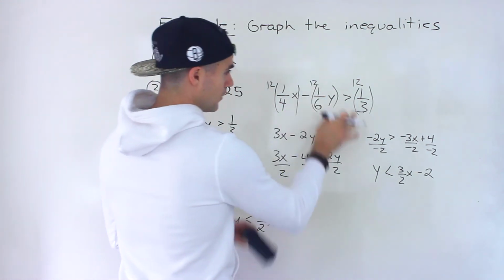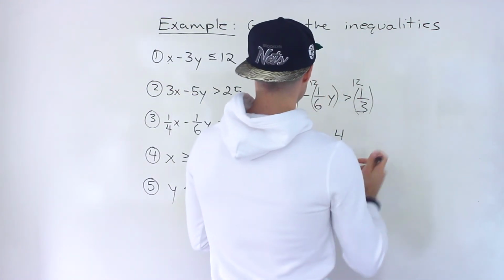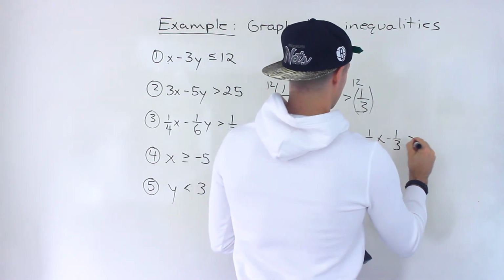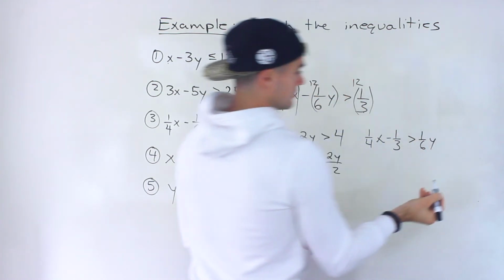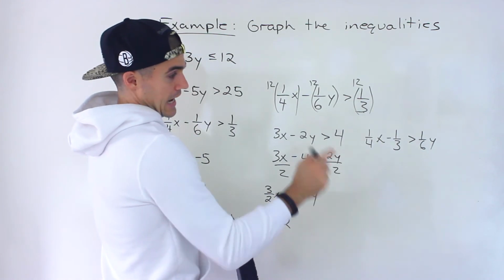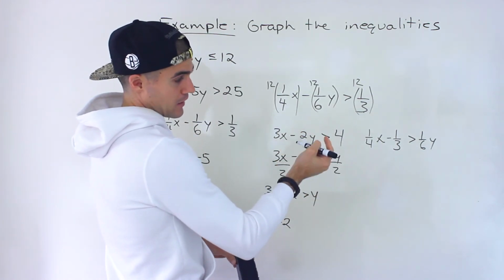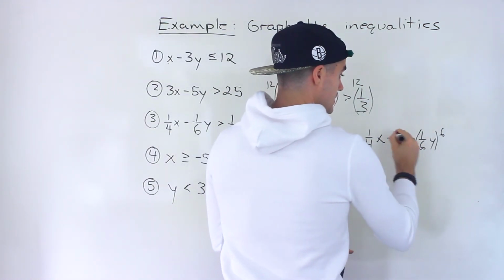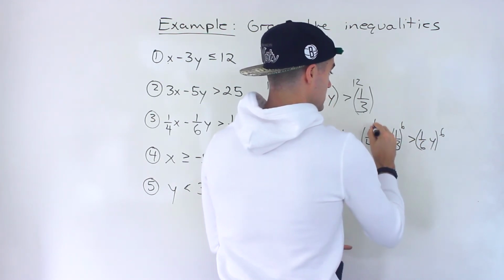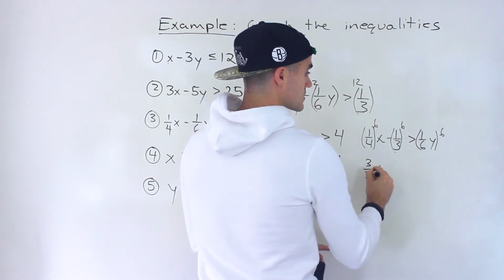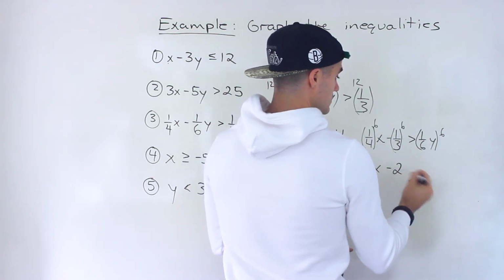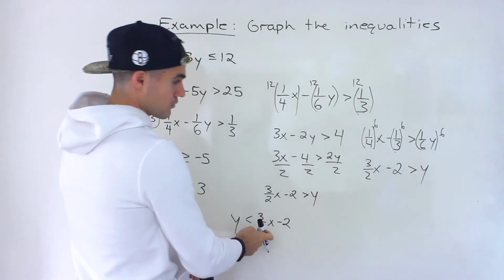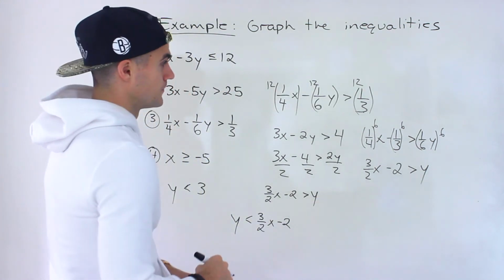If you didn't want to get rid of the fractions, what you would do is you'd have 1 over 4 x minus 1 over 3 is greater than 1 over 6 y. And then to isolate for that y, you would divide everything by 1 over 6, which is the same as multiplying by 6. So you multiply this by 6, this by 6, this by 6. 6 over 4 is 3 over 2 x. 6 times 1 over 3 is 2, and then we've got the minus here, and then the y would be by itself. y is less than 3 over 2 x minus 2.